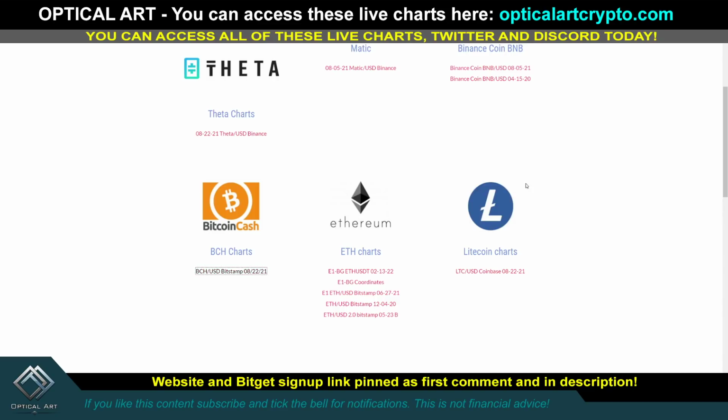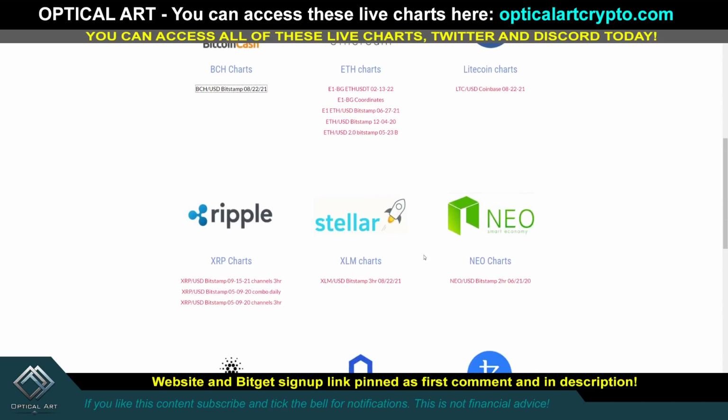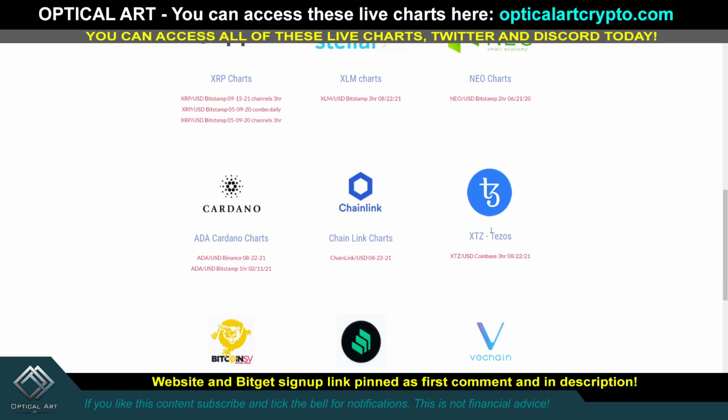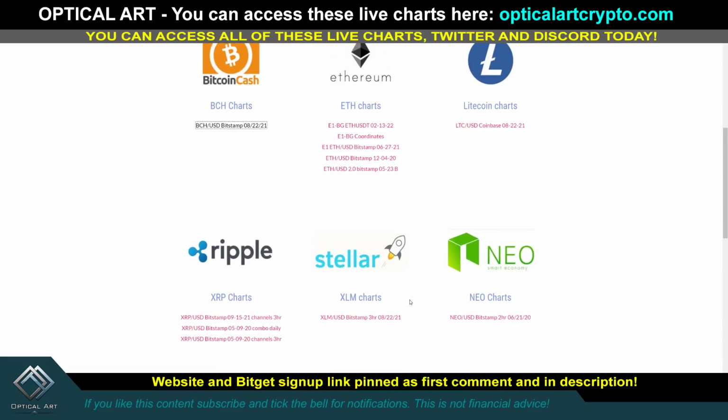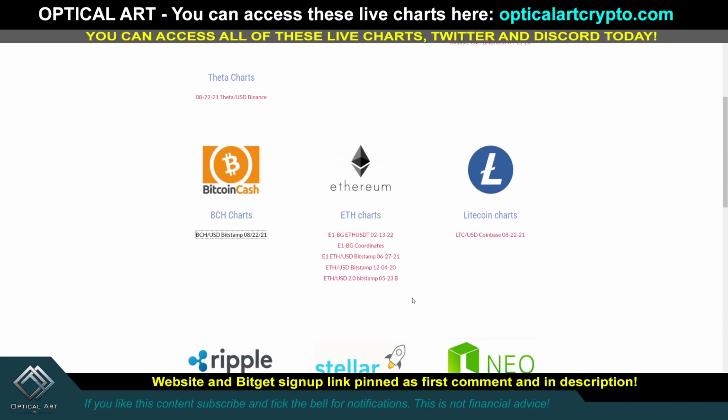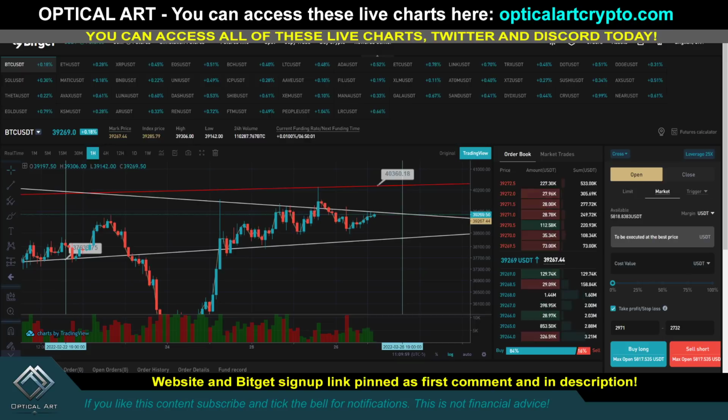I have a lot of Bitcoin charts. I have Ethereum charts, Litecoin, Ripple, Stellar, Neo, Cardano, Chainlink, Tezos. So you can go through these charts, find the important trend lines that you want to play, support and resistance, and then I just showed you how to get those into the Bitget exchange.